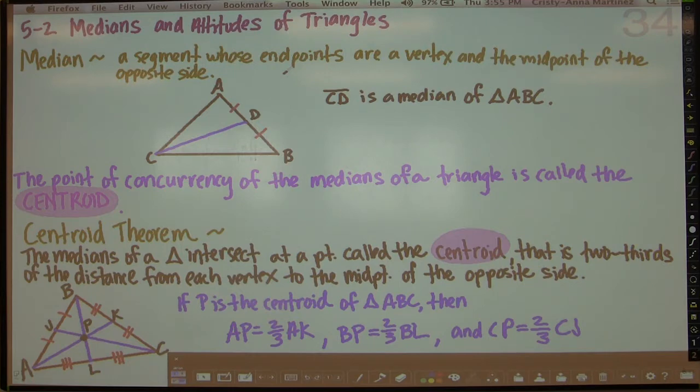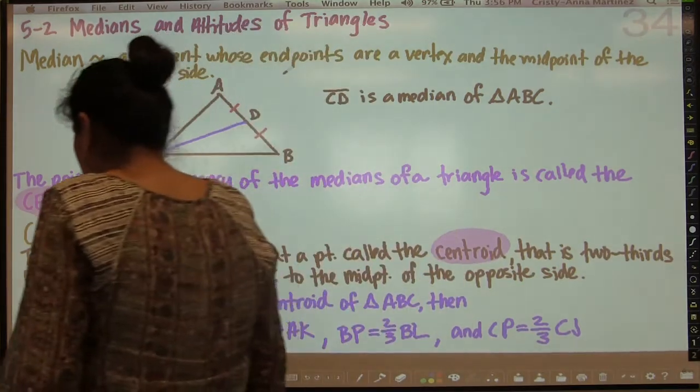I mentioned in our last video, we talked about the circumcenter and the incenter, which is the point of concurrency of the perpendicular bisectors and the angle bisectors respectively. And today we are going to be talking about two more points of concurrency, and the first is medians and the second is altitude. So let us begin with the medians.